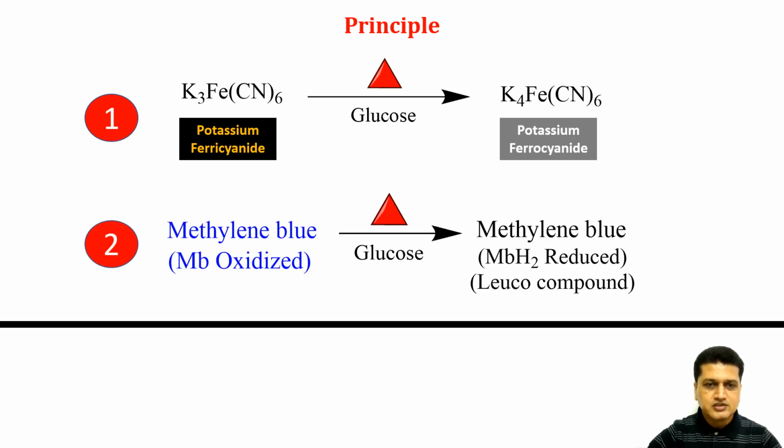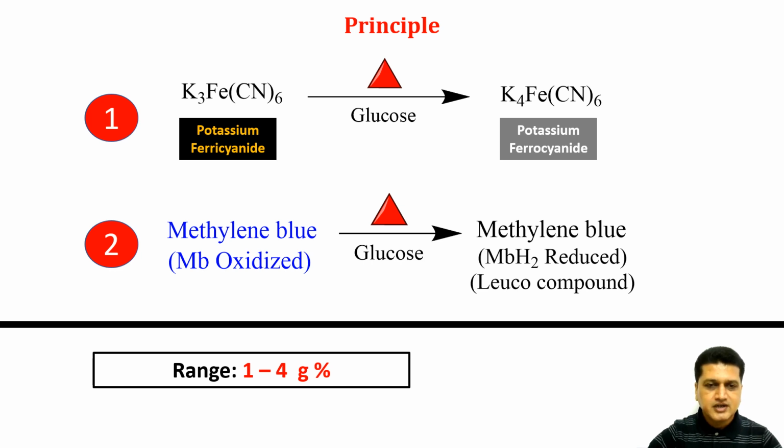Methylene blue is used as a redox indicator. It is reduced to leuco compound by glucose after all molecules of potassium ferricyanide are reduced to potassium ferrocyanide. Hence, disappearance of blue color indicates the end point of titration. The range of reducing sugar estimation by Cole's method is 1 to 4 gram %.